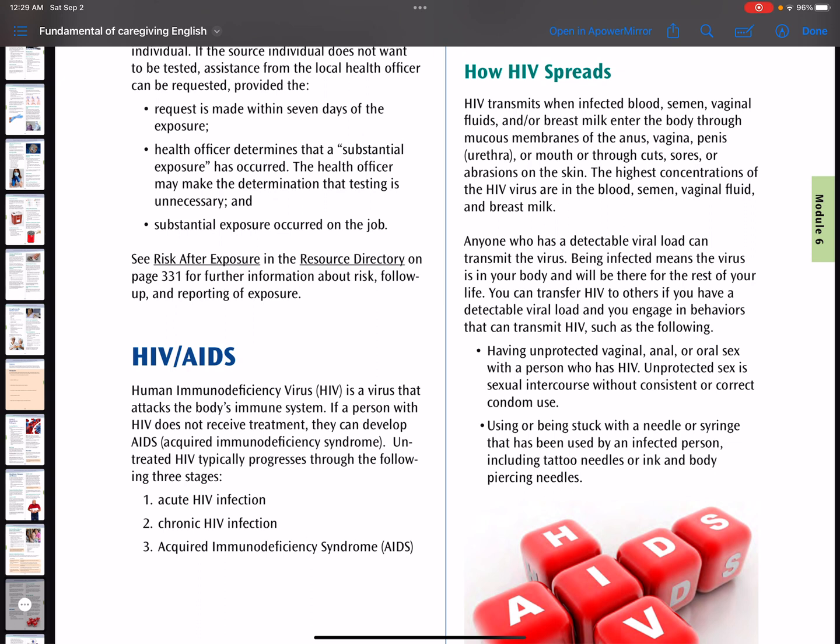Having unprotected vaginal, anal, or oral sex with a person who has HIV can spread HIV. Unprotected sex is sexual intercourse without consistent or correct condom use. Using or being stuck with a needle or syringe that has been used by an infected person, like tattoo needles or ink and body piercing needles, can cause the spread of HIV. Sharing drug materials, giving birth, breastfeeding, and receiving blood can also spread HIV. All this can cause HIV.